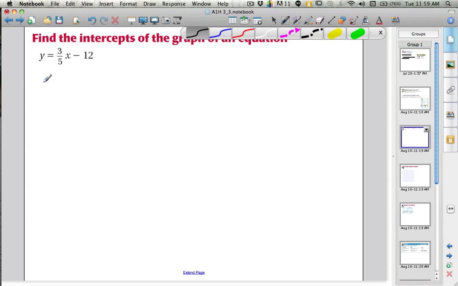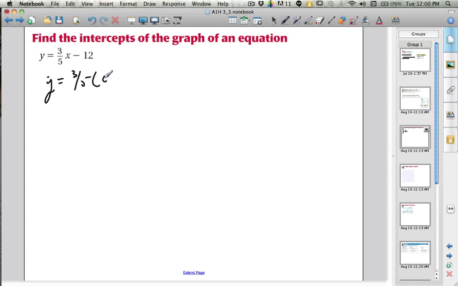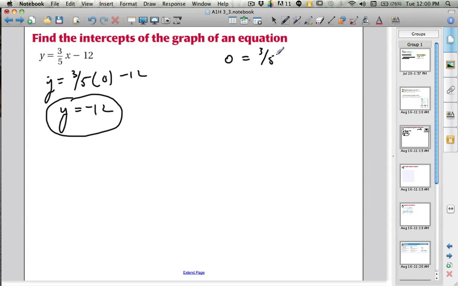If I want to find the intercepts of this graph, let's say I want to find the y-intercept, so I set x to be equal to 0. And I'll get y is equal to negative 12. And that is my y-intercept. If I want to find my x-intercept, I set y to be equal to 0. I'm going to add 12 to either side. And then I'll multiply either side by the reciprocal of 3/5. So that'll be 5/3.